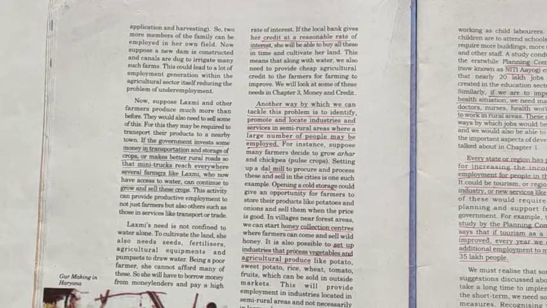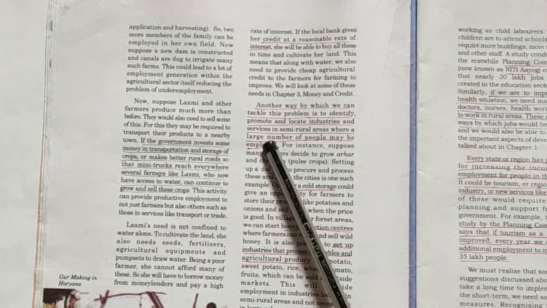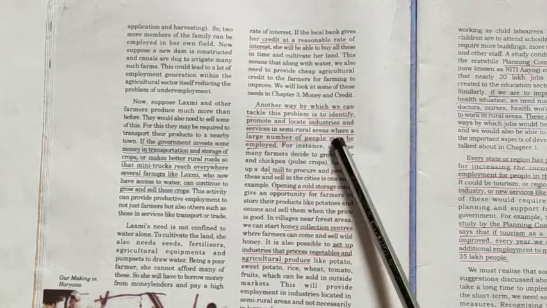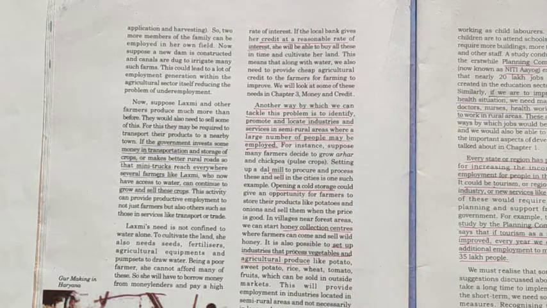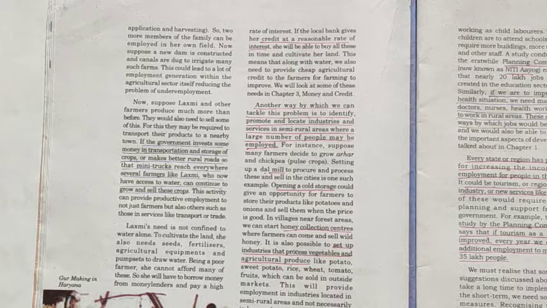And the third measure that can be taken up is by identifying, promoting, and then locating industries and services in semi-rural areas where a large number of people may be employed. Industries such as dal mill, cold storage, and processing of vegetables should be set up. By setting up these industries, more people, especially from the semi-rural areas, will have the chance to get employed.